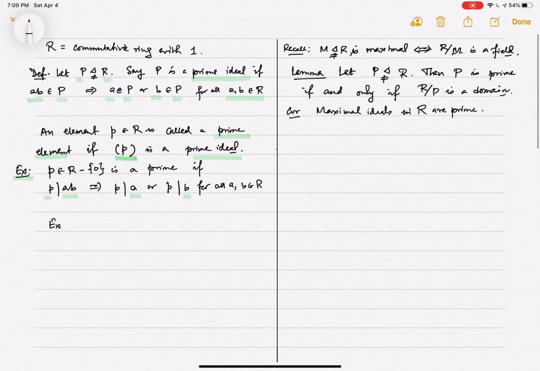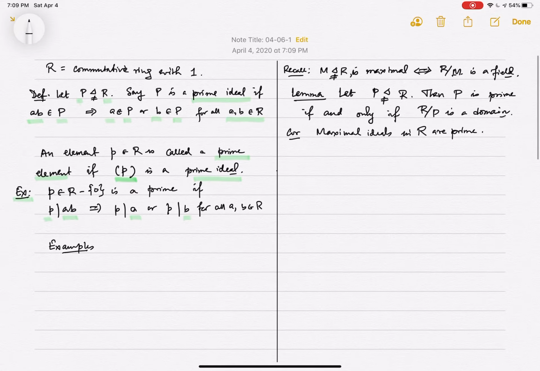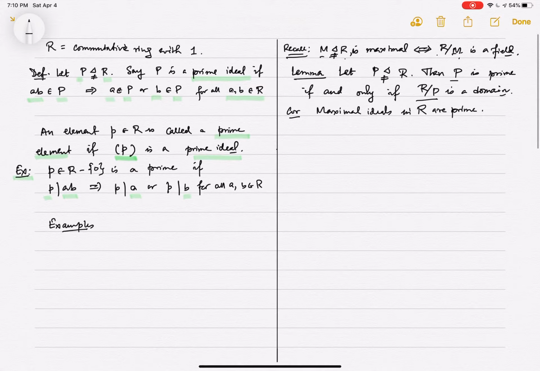So let me go through some examples of prime ideals again. If you recall, we had a lemma which said that an ideal is a maximal ideal if and only if R mod M is a field, and a lemma that said that an ideal is a prime ideal if and only if R mod P is a domain. And since fields are certainly domains, maximal ideals are certainly prime. We'll see that the converse is not necessarily true. So some examples of primes would be, of course, the maximal ideals, but there are more.